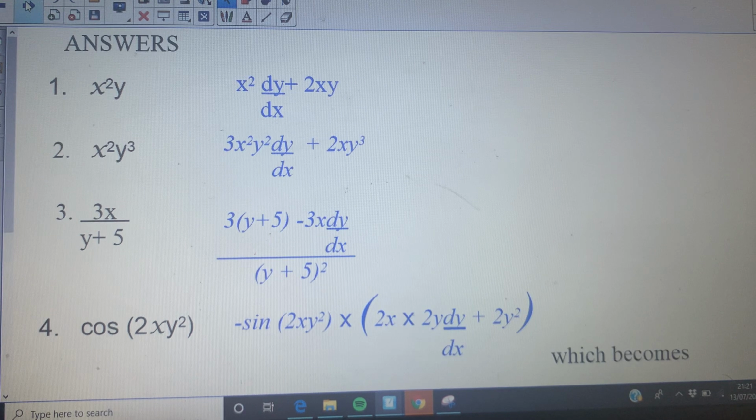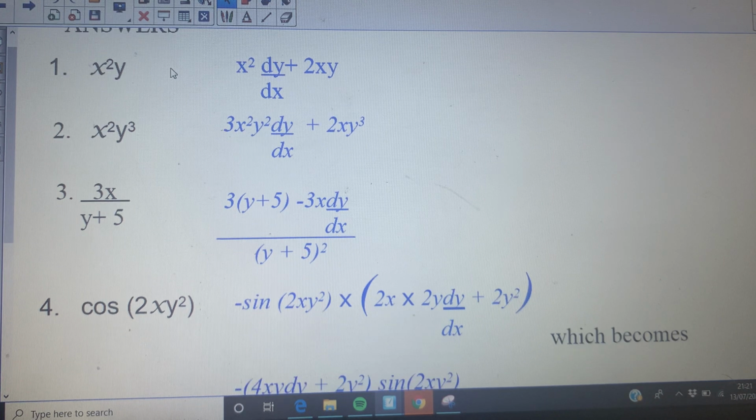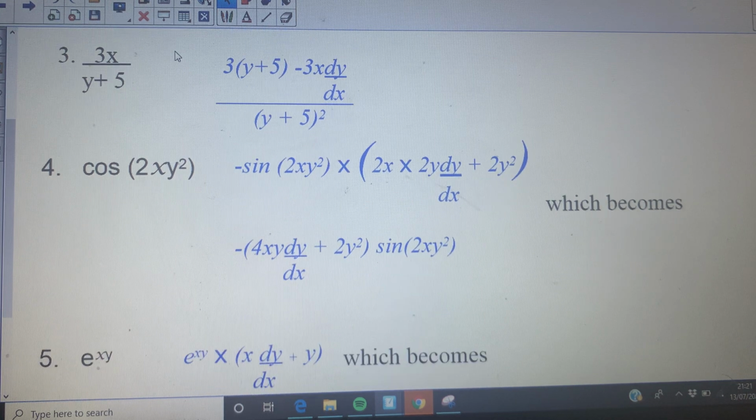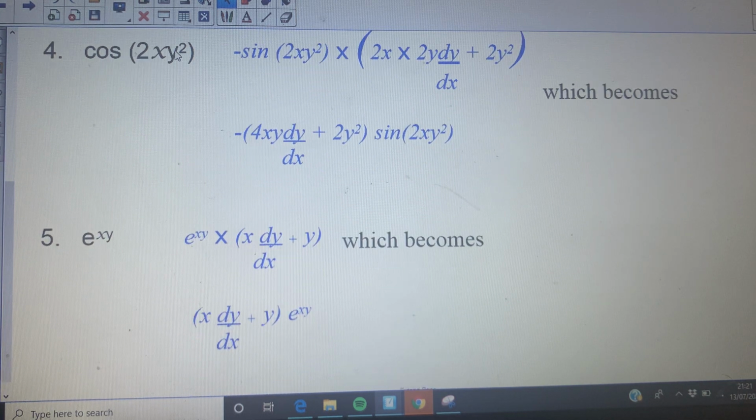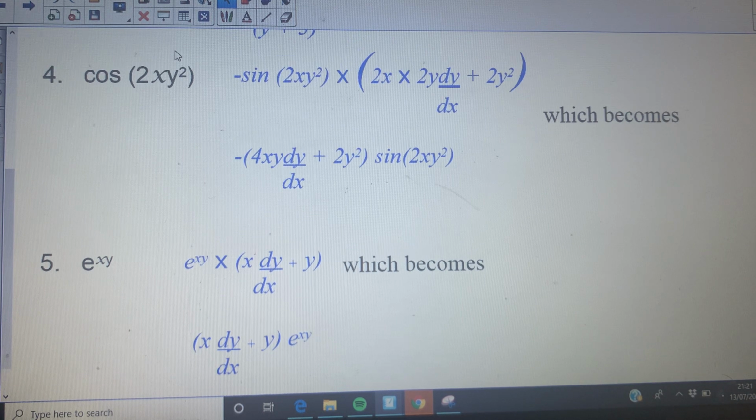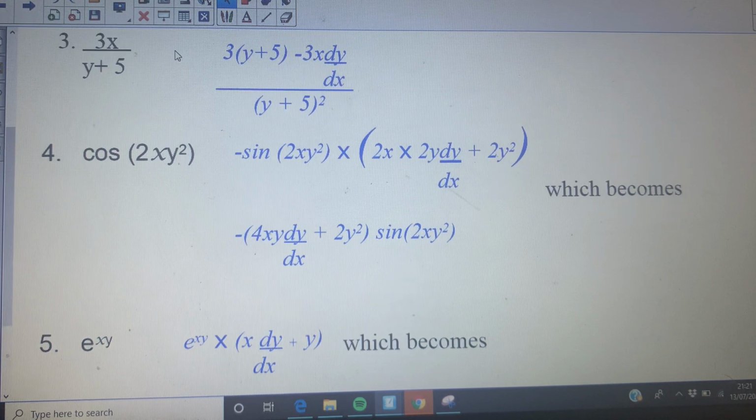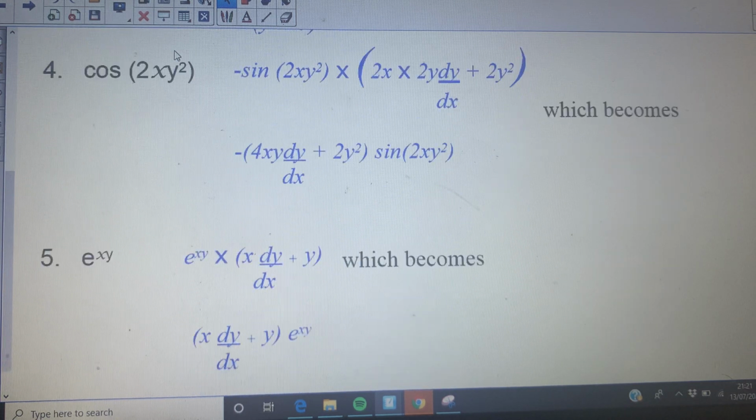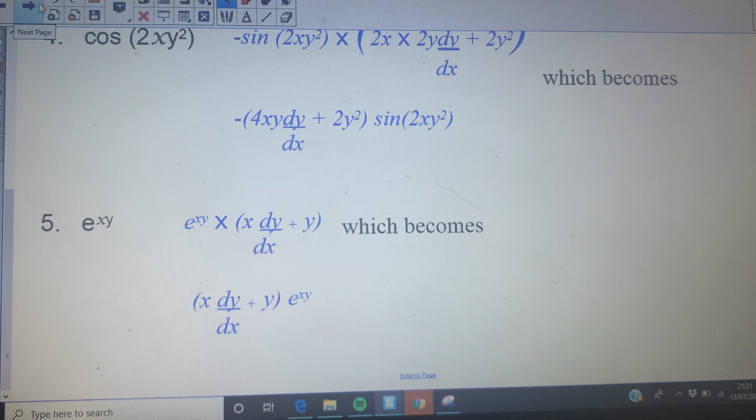Okay, here are your answers. So there are your answers. Trying to be good and doing my x's curly so I can distinguish them from the times sign. There are your answers. Right, moving on.